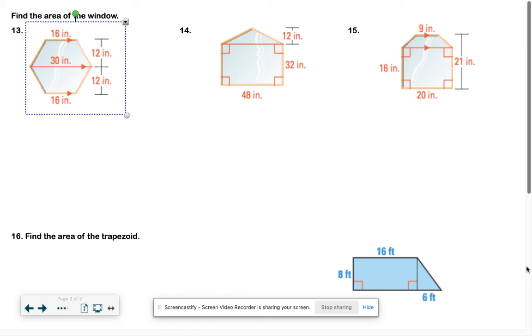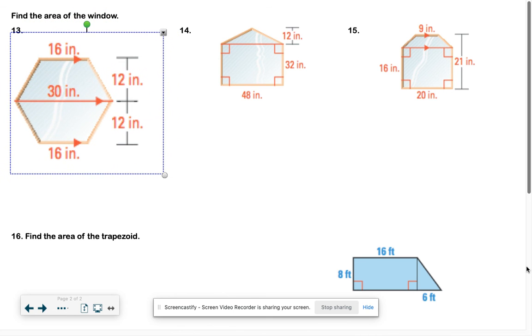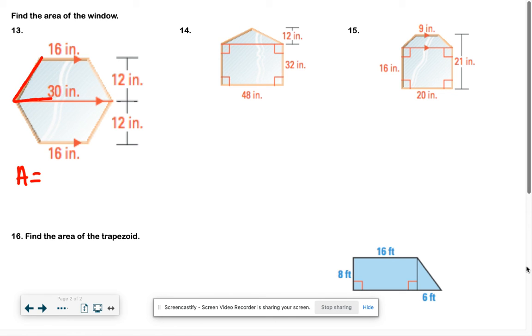13. So these ones you just have to break it up into shapes so we know how to find the area. So this is just 2 trapezoids on top of each other, right? So let's find the area of one of them. What's the height of this trapezoid here? 12. So half times 12. Okay, what would our top base be? 16. And our bottom base? 30.